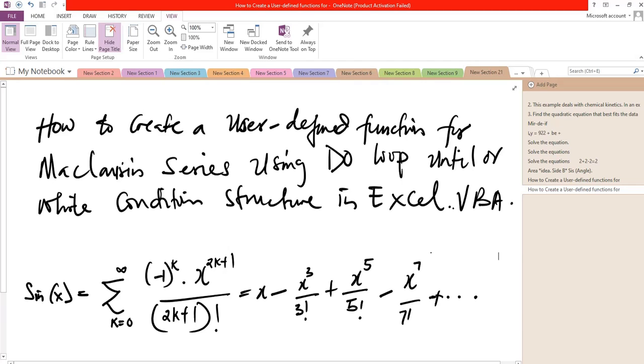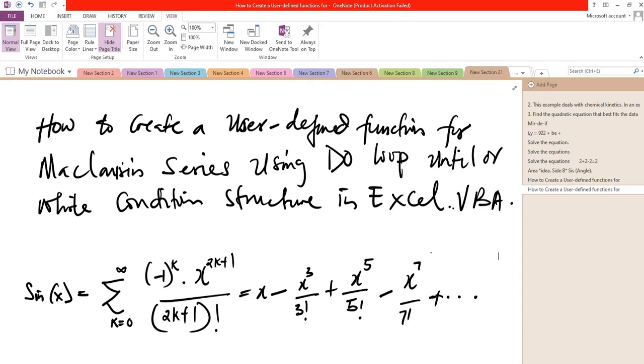How to create a user-defined function for Maclaurin series using do, loop, until, or while condition structures in Excel VBA. This one is for sine series, sine x.